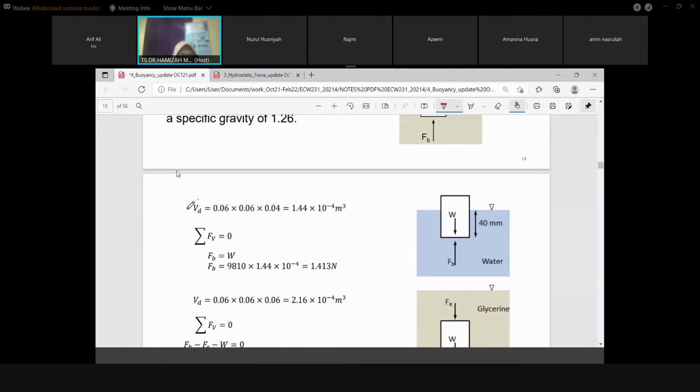So total volume ni VD. No, ni bukan total volume. Kalau total volume kita tulis V object. So this is volume displaced, only this part. So 0.06 tukar kepada meter. Darab 0.06 darab tinggi dia 40 mm. Okay, and then make summation. Substitute into the formula rho GVD, 1000 darab 9.81 darab 1.44. This is the buoyant force for water, inside the water.